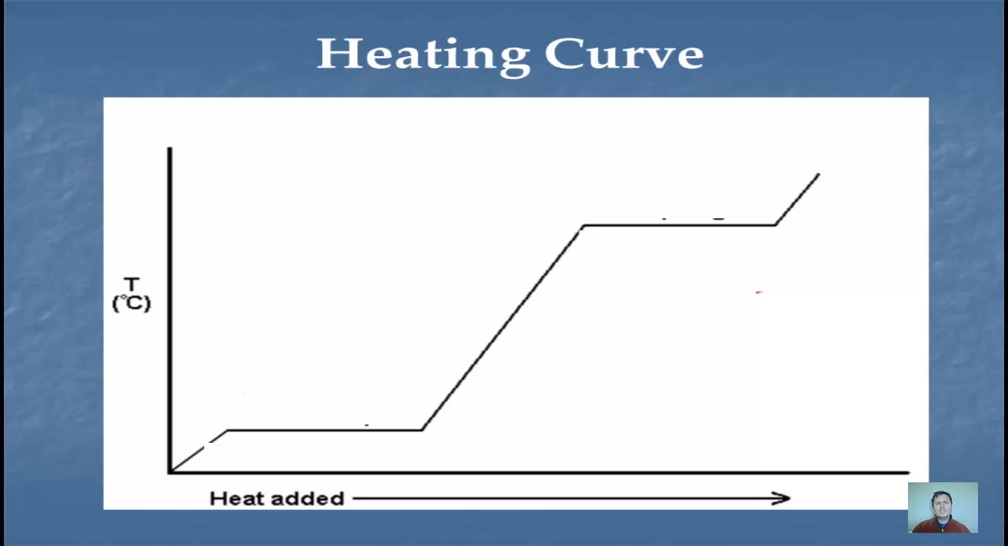So the first thing we need to do when we start looking at this is create a heating curve. And here is a generic heating curve. This could be for any substance. The only thing that's going to be different from one substance to the other is the temperature at this line and this line. Here's our melting, freezing. Here's our boiling or vaporization, condensation point. And we'll put those temperatures here. We have temperature here and we have heat there.